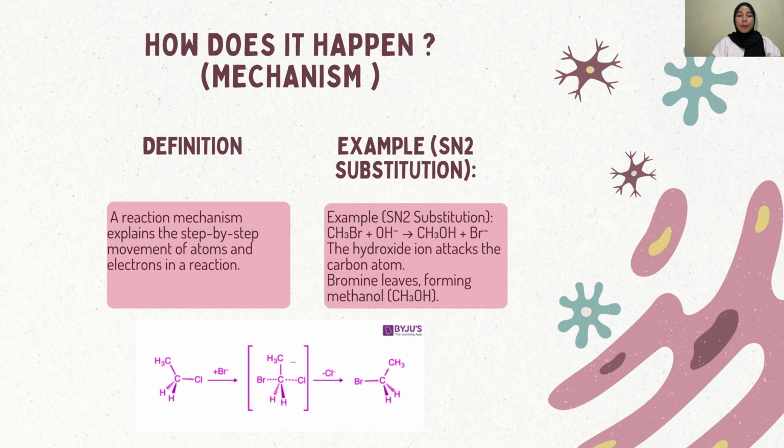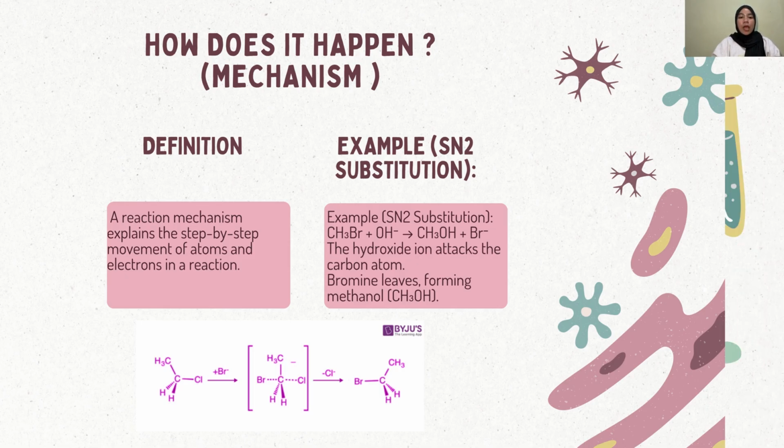How does it happen? Mechanism. A reaction mechanism shows how a reaction happens step by step. For example, in this substitution reaction, the hydroxide ion attacks the carbon and replaces bromine to form methanol.